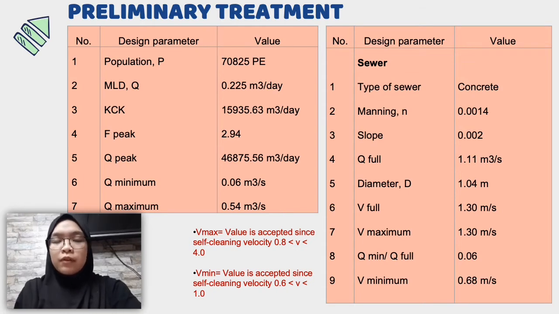The first part of the preliminary treatment is the sewer. For our project, we use a type of sewer made of concrete. This is because concrete is durable. The velocity at maximum flow and minimum flow for the sewer is 1.30 meter per second and 0.68 meter per second. Both values are acceptable for enabling the sewer to self-cleanse.